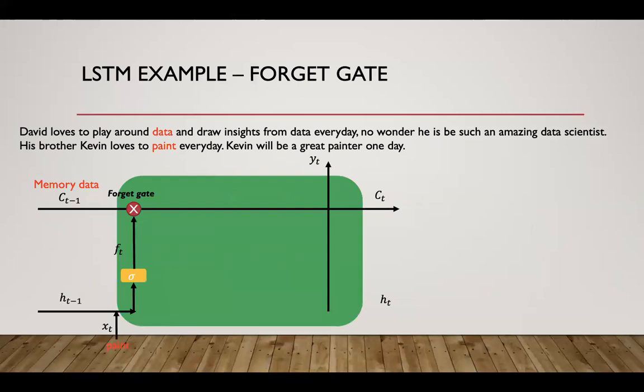So Ct-1 is the memory of the word data, and the current word, which is paint, is passed on to the sigmoid function, which restricts the output vector to either 0 or 1, depending on whether it decides to discard the information or not. So here, when the output vector of 0 meets the vector that has the word data, the multiplication will result in 0, and in turn, forget the word data.